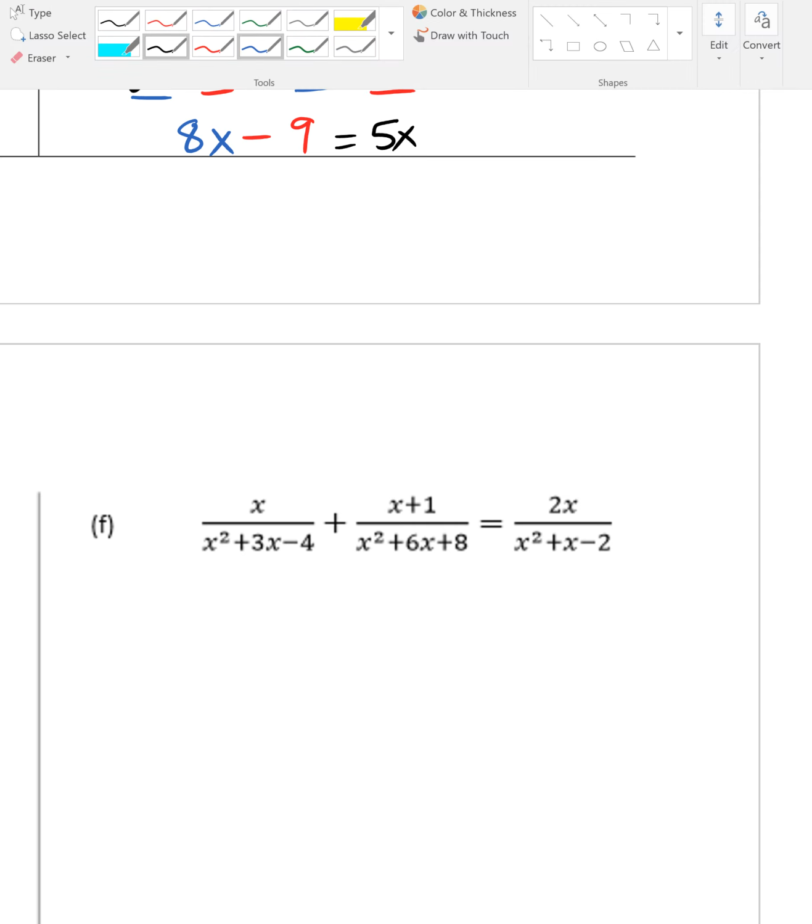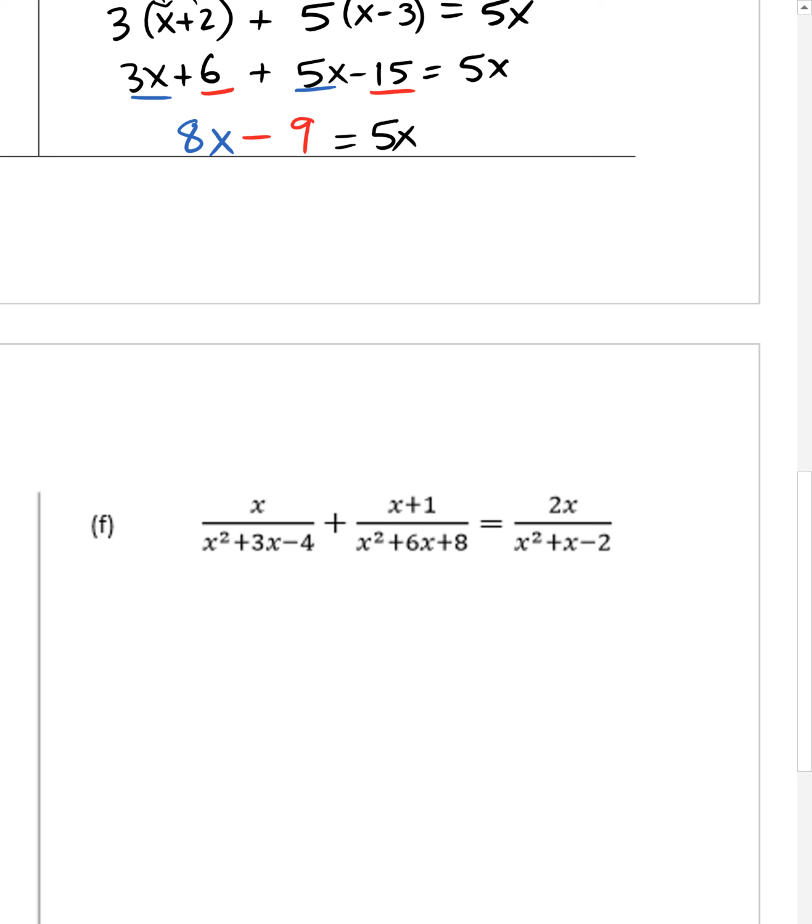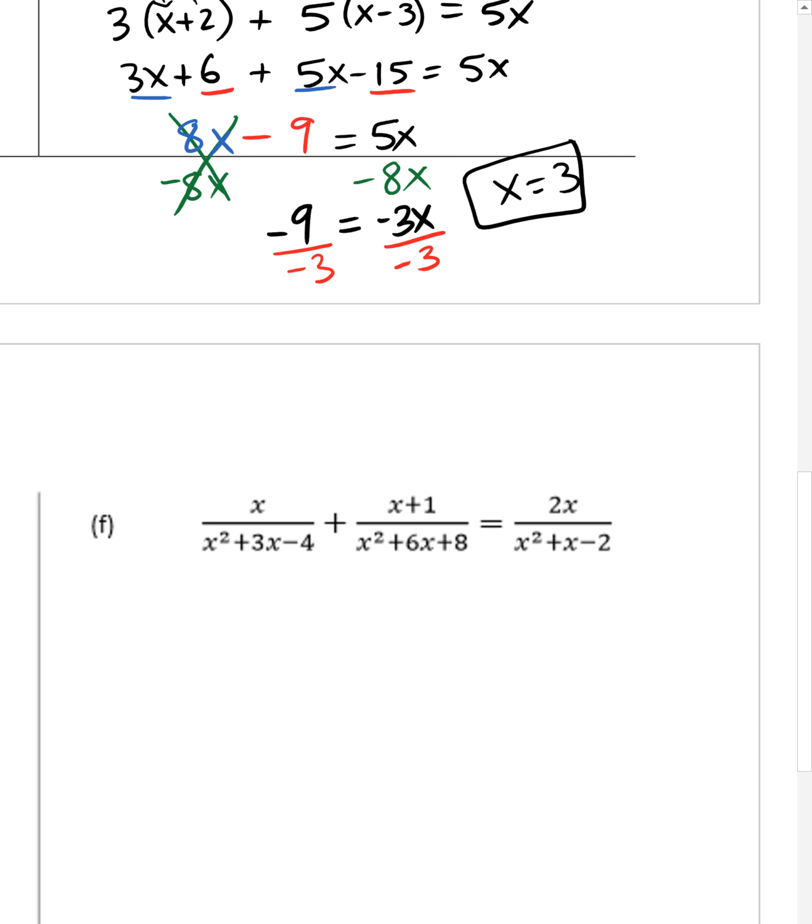Alright, now what? I want to get the x's together, so it's up to you which side you want to bring them on. I just think moving the 8x to the right side is going to be faster, because then you have the x terms together and the constant term on the other side. So negative 9, now all by himself, equals 5x minus 8x, which would be negative 3x. I'll finish this problem off by dividing both sides by negative 3. And we only have one solution: x equals 3, because negative 9 over negative 3 is 3.